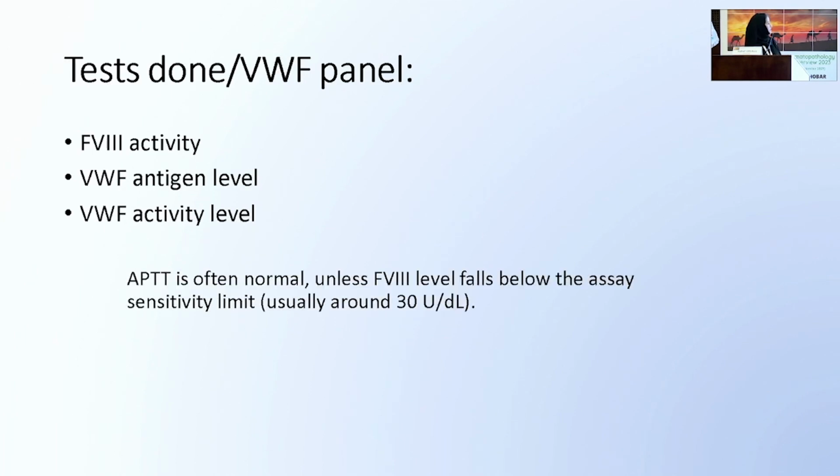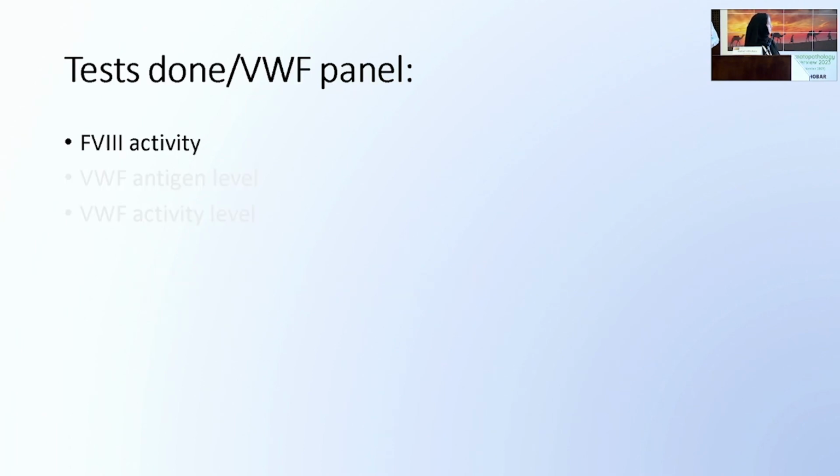As for the APTT, it is often normal unless factor VIII is reduced to below the level of the assay sensitivity, that's usually 30 units. Now, as for factor VIII activity, it's a one-stage APTT-based assay that is usually measured by a clot-based or an optical assay, depending on the analyzer you have in the lab.